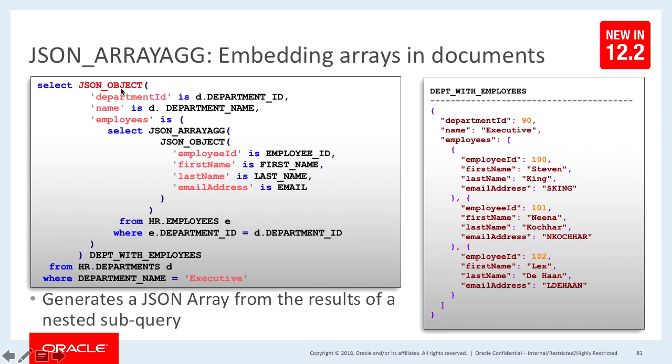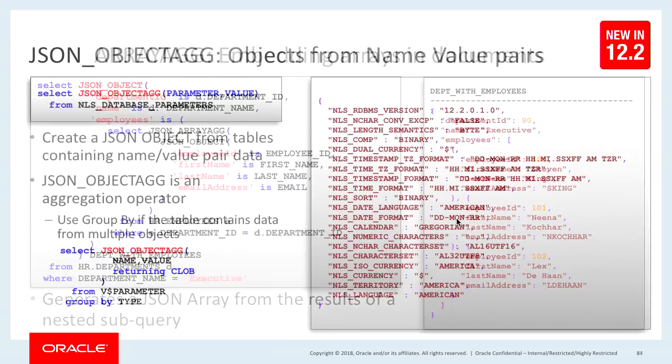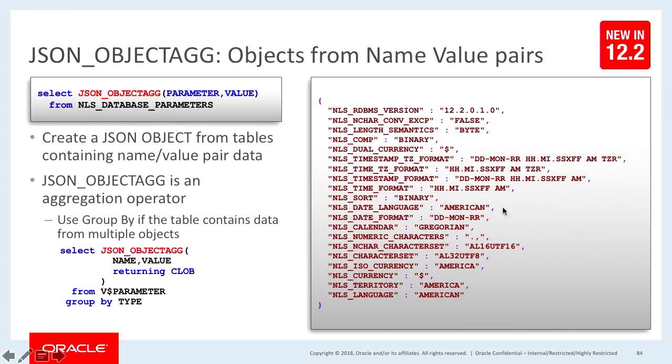But you can use, for example, combinations of these, where we're using JSON_OBJECT and then a subquery with JSON_ARRAYAGG to create an employees array within our result. And here's the equivalent with an OBJECTAGG, getting a single result and sending that back out to clients as JSON.